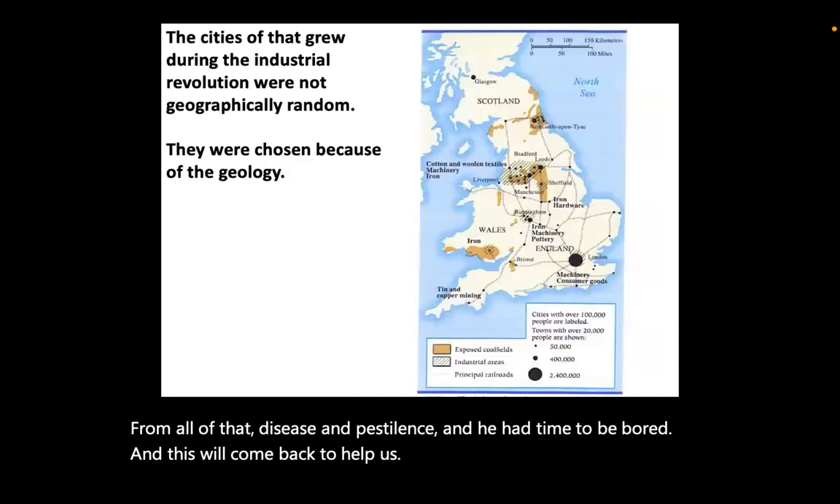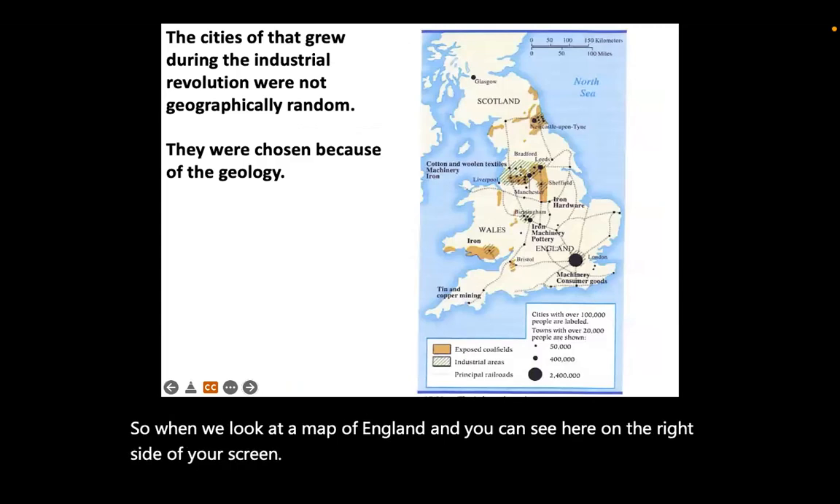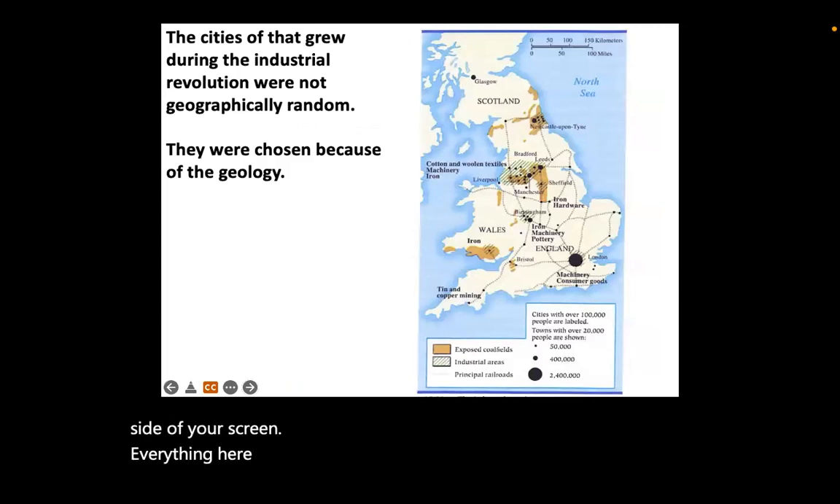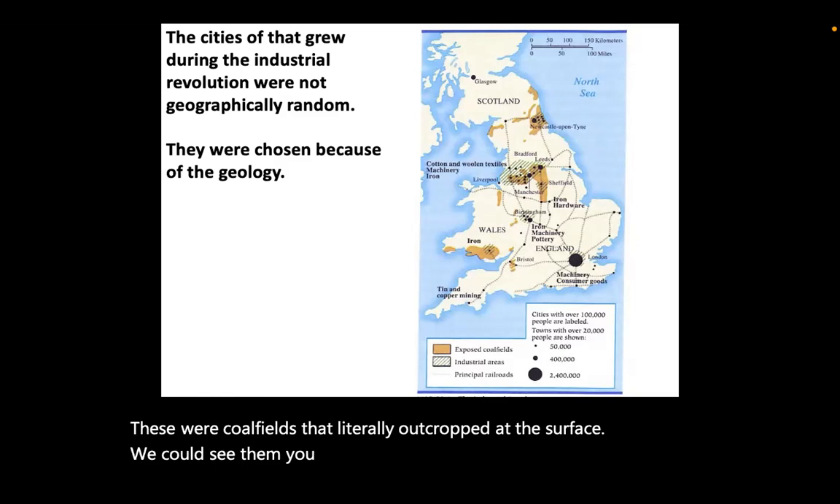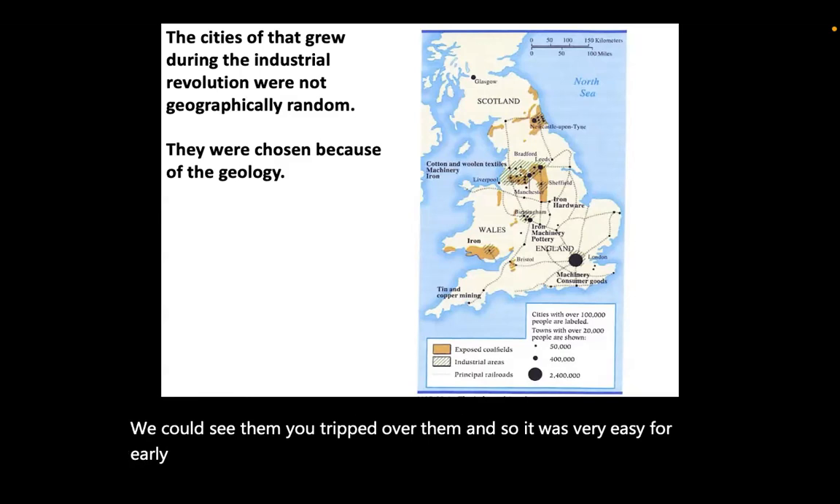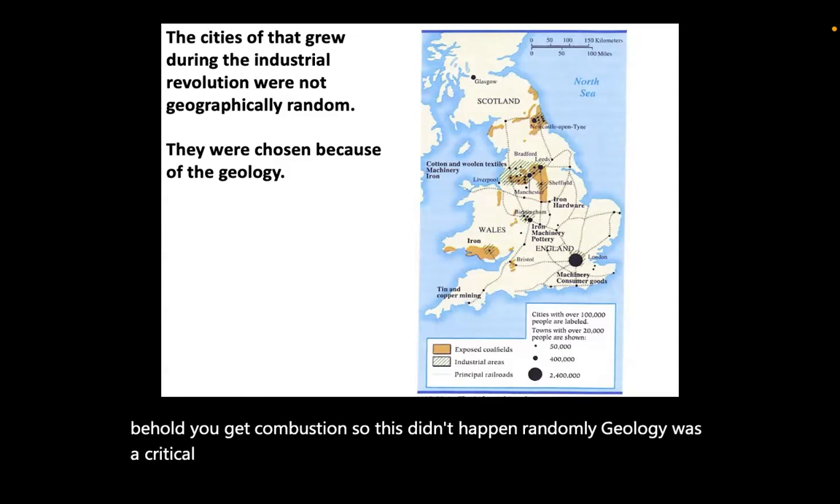So when we look at a map of England, and you can see here on the right side of your screen, everything here in orange are exposed coal fields. These were coal fields that literally outcropped at the surface. We could see them, you tripped over them. And so it was very easy for early miners to simply extract that coal, toss a match on that coal, lo and behold, you get combustion. So this didn't happen randomly. Geology was a critical part of why the Industrial Revolution occurred, where it occurred.